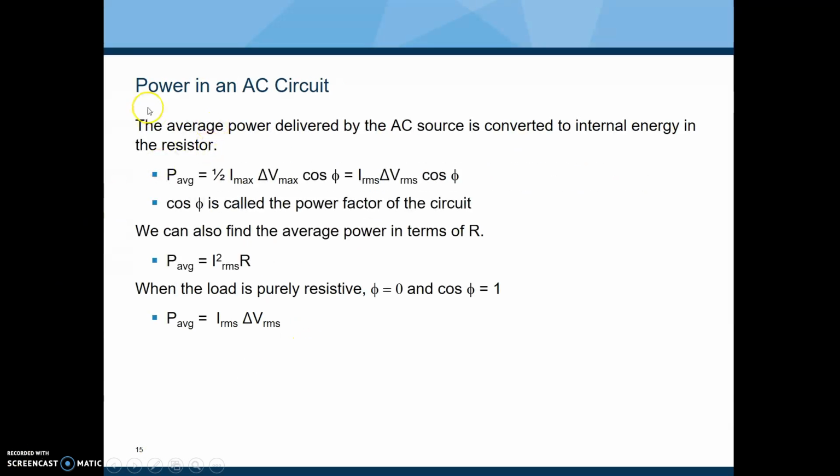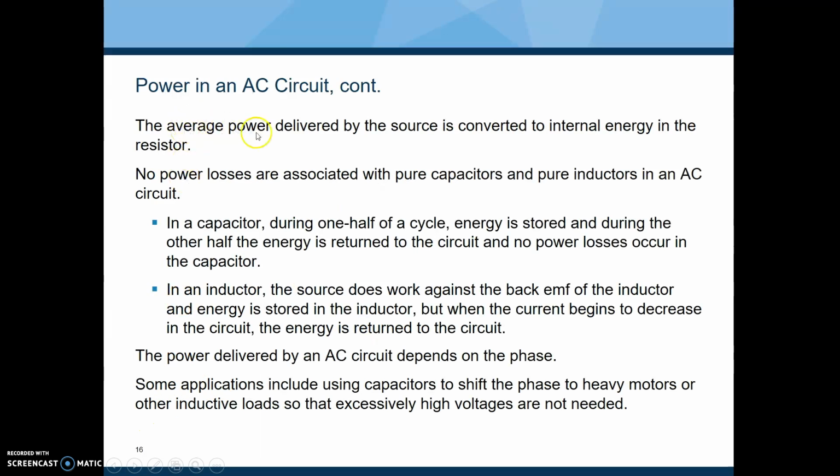Power in AC circuit. The average power delivered by the AC source is converted into internal energy in the resistor. P average is 1 by 2 times Imax times Vmax cos phi, or IRMS VRMS cos phi. Cos phi is called the power factor of the circuit. We can also find average power in terms of R: P average is IRMS squared times R. When the load is purely resistive, phi is 0 and cos phi is 1, so P average is IRMS times VRMS. Average power delivered by the source is converted into internal energy in the resistor.